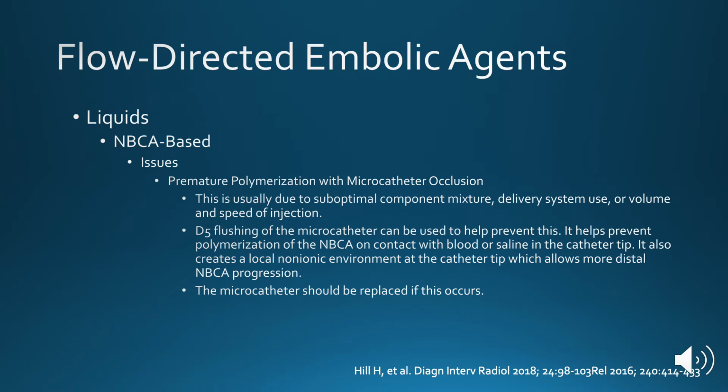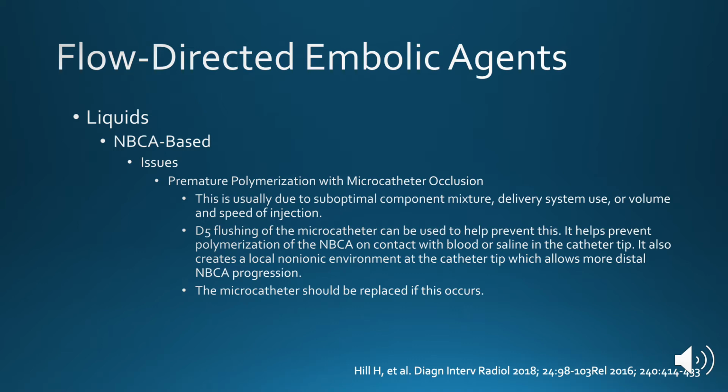The first is the premature polymerization with microcatheter occlusion. And this is usually due to suboptimal component mixture, the delivery system that you're using, or the volume and speed of injection. D5 flushing of the microcatheter can be used to prevent this. It helps prevent polymerization on contact with blood or saline in the catheter tip.